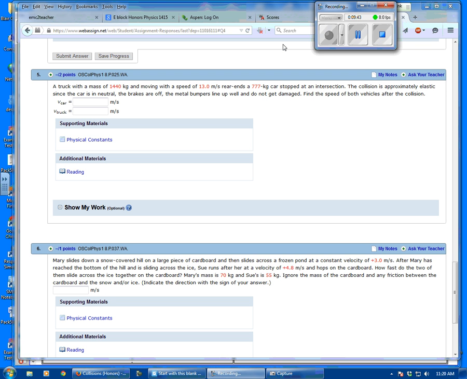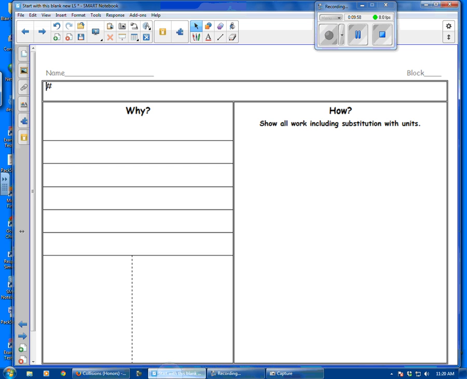But what else do we know because it's elastic? Crucial fact, without it we can't do anything. Is conserved in the system. Right, kinetic energy is conserved in the system.